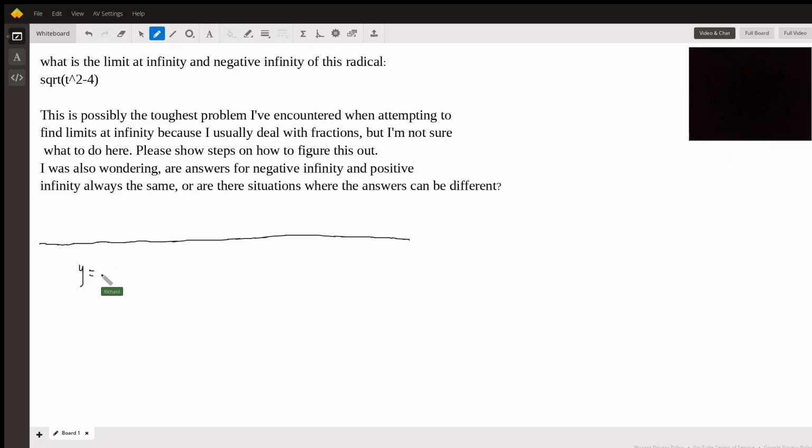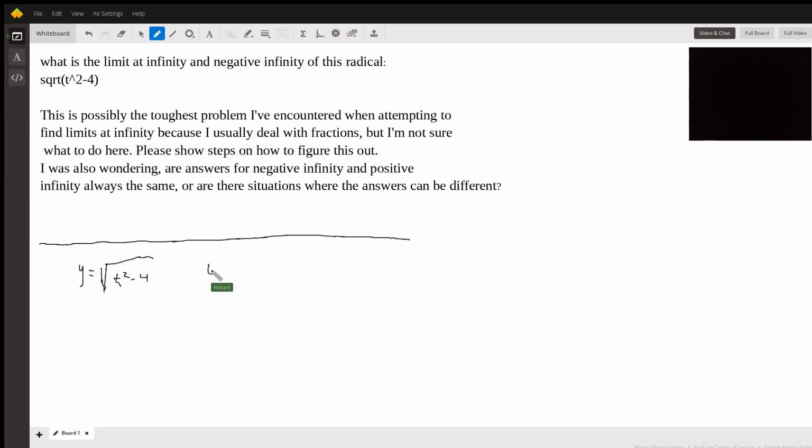We'll put this in now. We'll just say y is equal to the square root of t squared minus 4. I think we want to start with a discussion of domain and range here. First of all, there's an implied positive on this square root. It doesn't say plus or minus square root, it's just plus square root. But the main thing here is the domain.